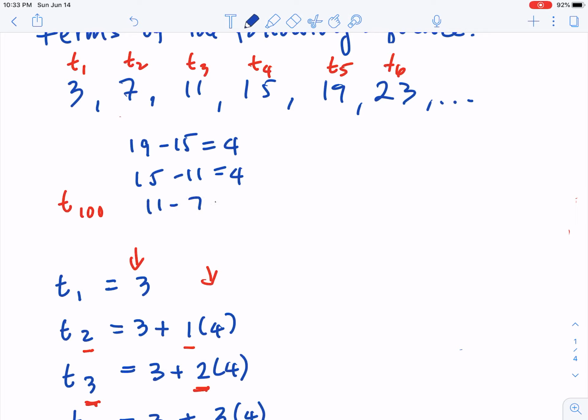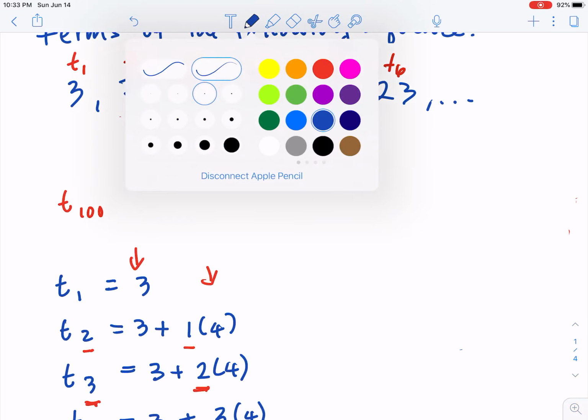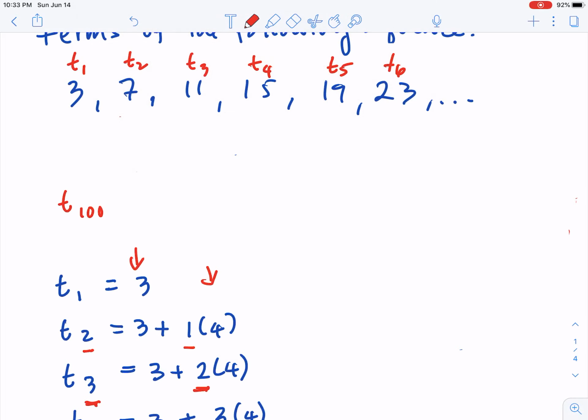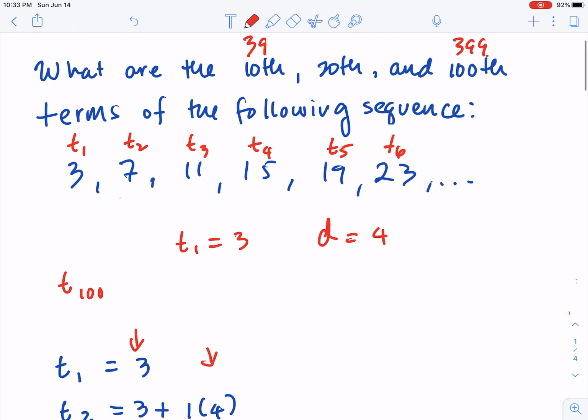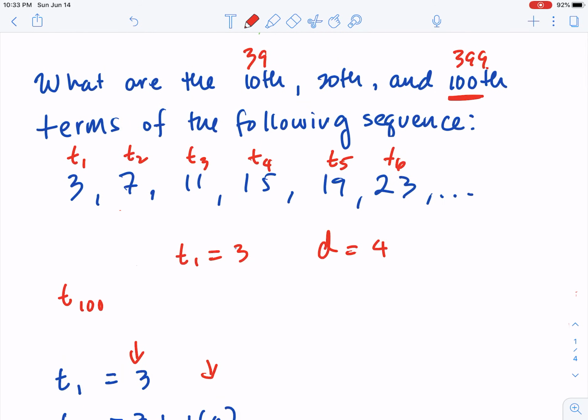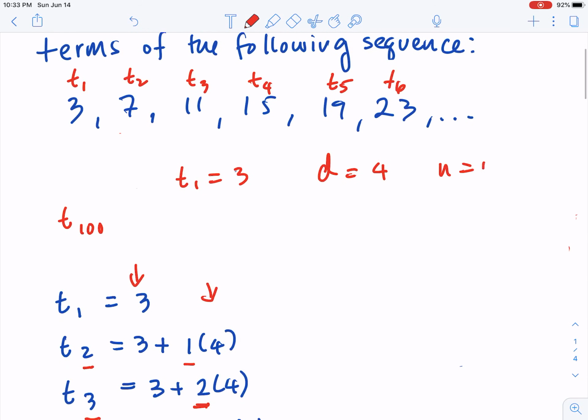11 minus 7. That's 4. Okay? So, ang common difference niya ay 4. Okay? So, t sub 1 is 3. Ang common difference niya, which we will represent as d, ay ilan? 4. At yung number of terms, 100 terms, ang n natin ay 100.